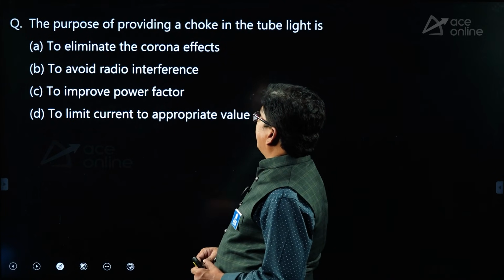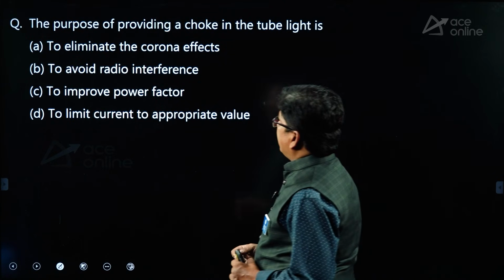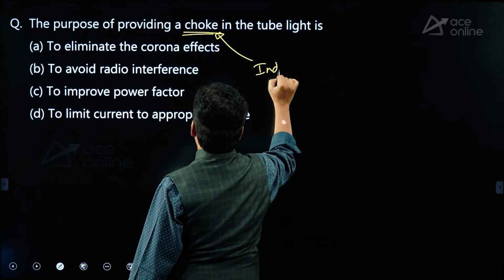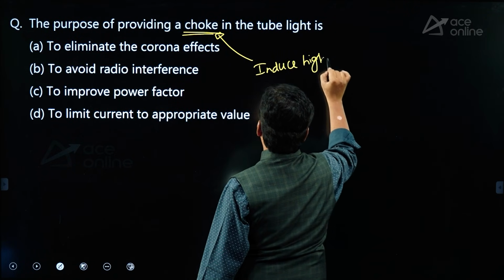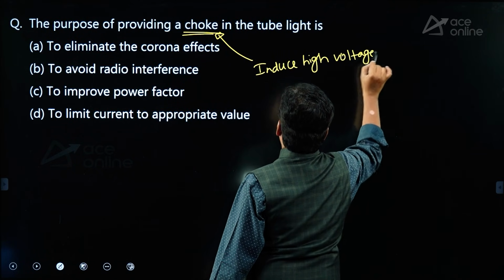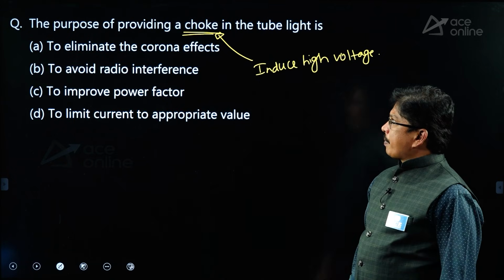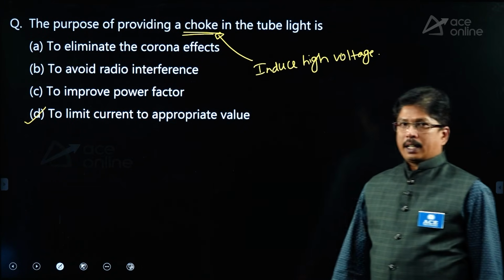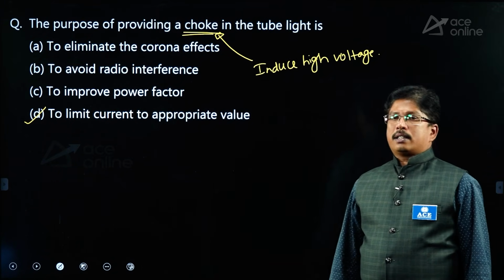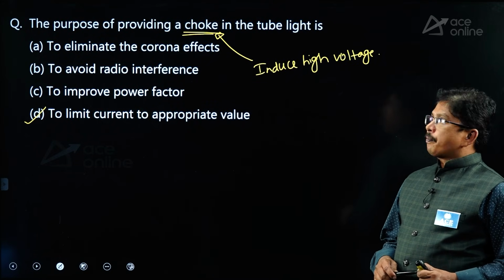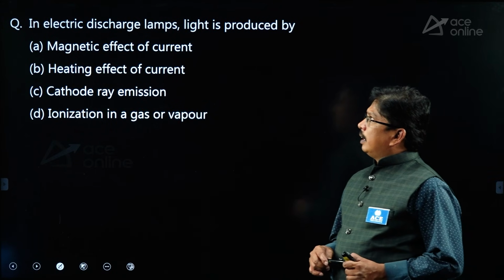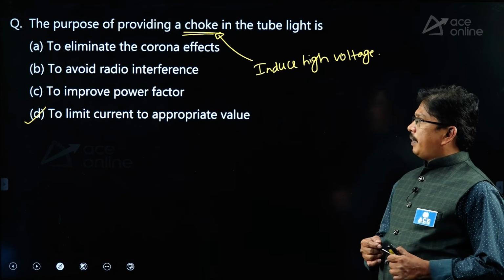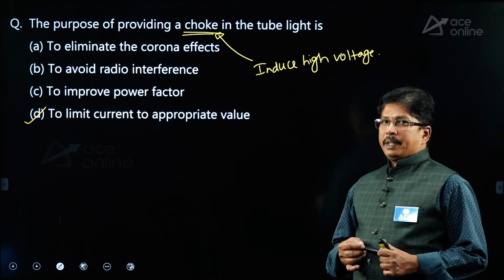The purpose of providing a choke in the tube light: generally, the choke is used to induce high voltage. That is the major purpose. Along with that, we can use it to limit the starting current also. Also, the choke coil can reduce the corona effect. If you take the major effect, we can go with the current limiting purpose.